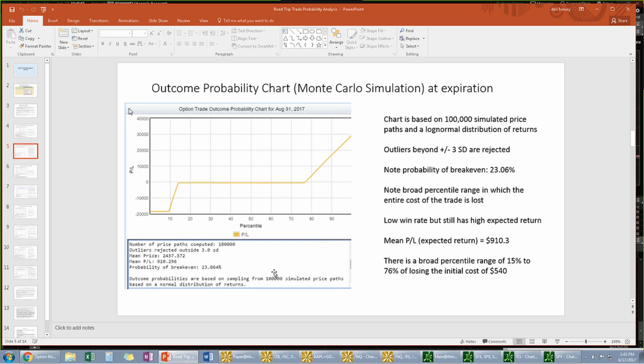But from a practical point of view, I actually want to reject those outliers. So when you do this, you can see down here that your mean P&L, and again, this is for the expiration, is a positive $910. That's the same as the expected return. So the mean P&L means the expected return. And I would challenge anybody to find a strategy that's going to get that kind of expected return with no adjustments. But we need to say that you have a low probability of break even.